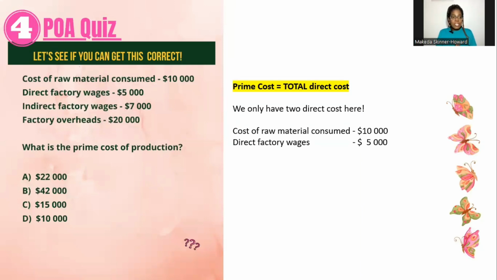So prime cost is equal to total direct cost. Let me say that again for the persons in the back. Prime cost is equal to total direct cost. And here we only have 2 direct costs, right? We have cost of raw materials consumed, and we have direct factory wages.